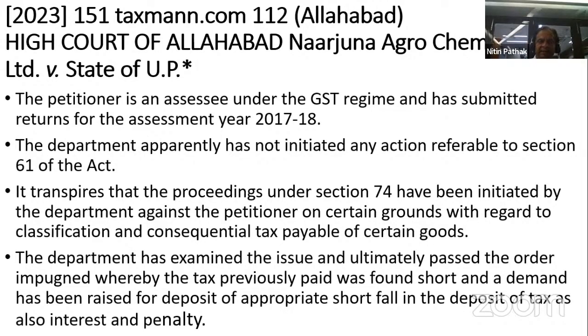The petitioner is a taxpayer under the GST regime and has submitted returns for the assessment year 17-18. The department apparently has not initiated any action referable under section 61. It transpires that proceedings under section 74 have been initiated by the department against the petitioner on certain grounds with regard to classification and consequential tax payable on certain goods. The department has examined the issue and ultimately passed an order whereby the tax previously paid was found to be short and a demand has been raised for deposit of the appropriate amount.